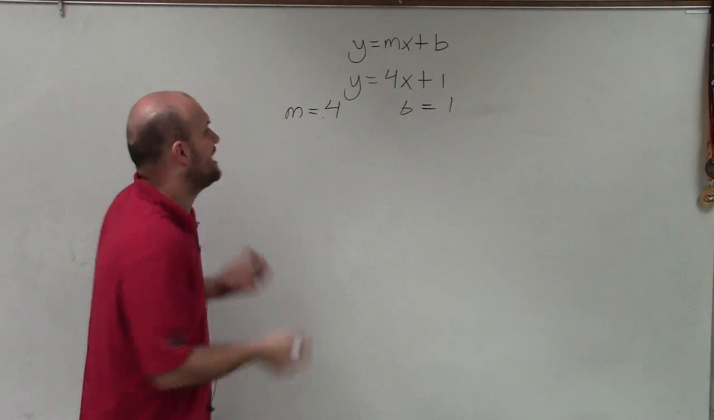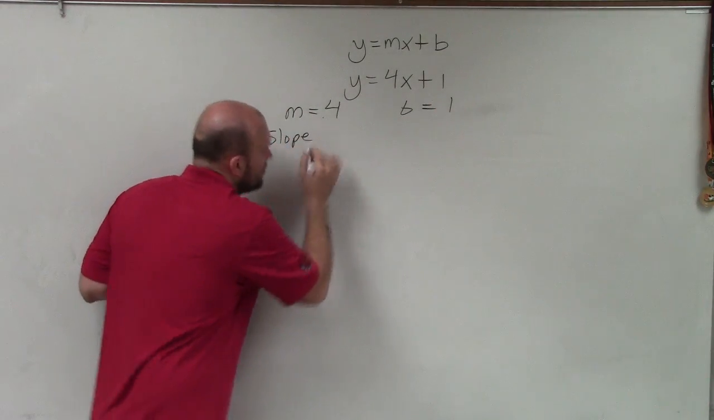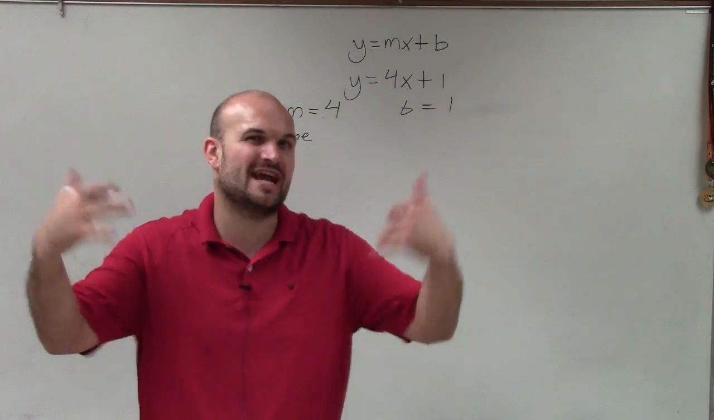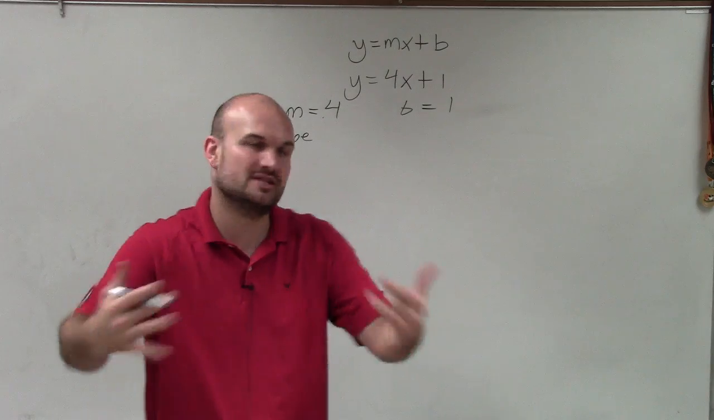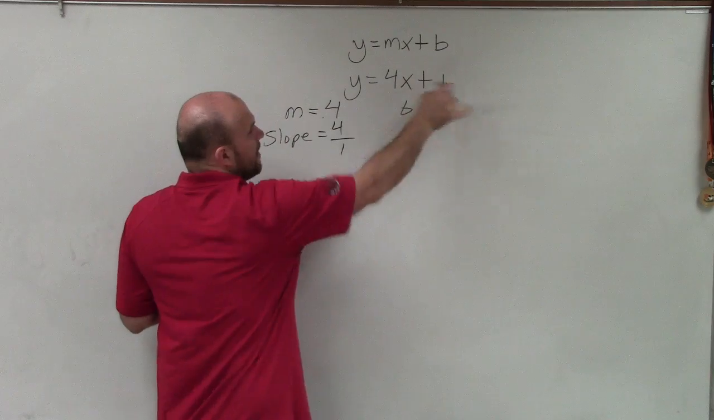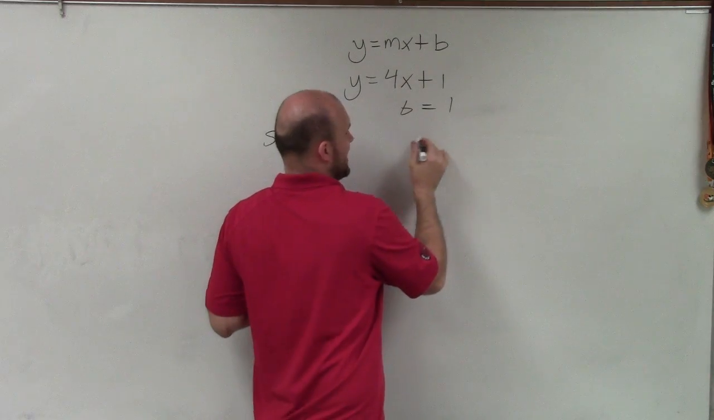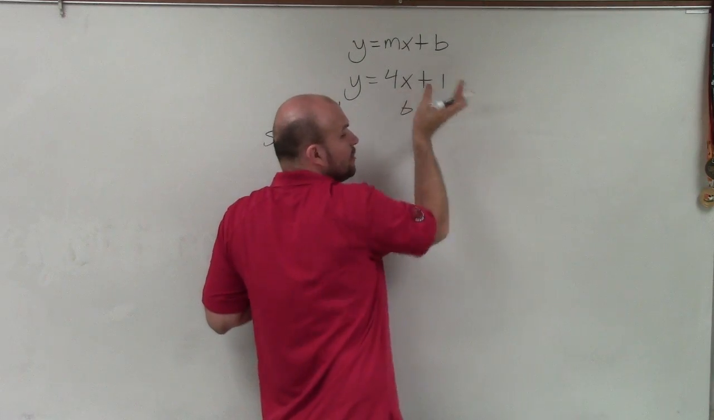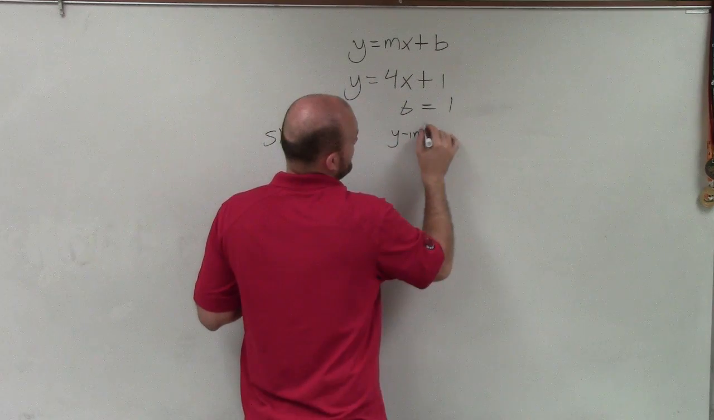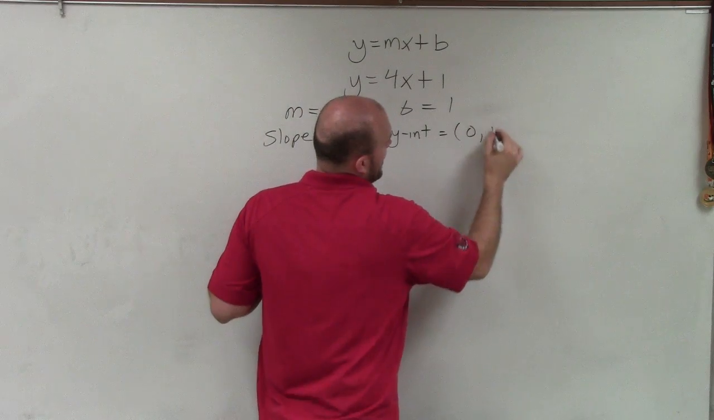Now, when I'm writing m, which is the same thing as my slope, I like to write it as a fraction, right? Because we think a slope is rise over run, or the change in the y over the change in the x. So I'm going to rewrite this as a fraction. Then my b, I like to write that as a coordinate point, because it's the y-intercept, which is a point. So really, my y-intercept, I like to write as 0, 1.